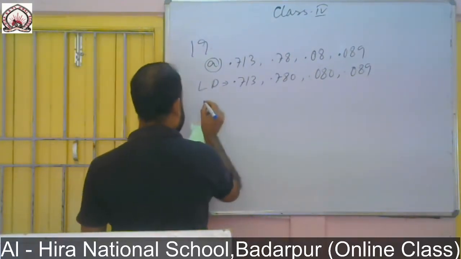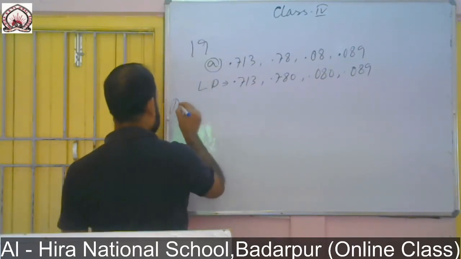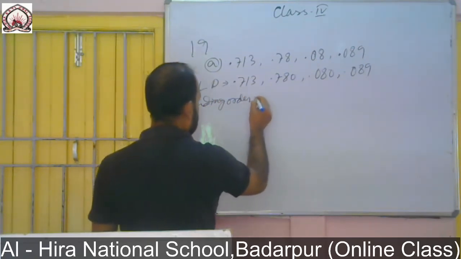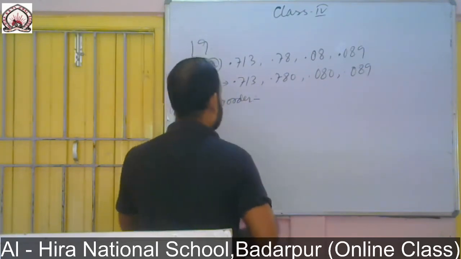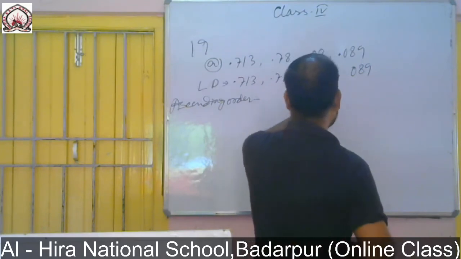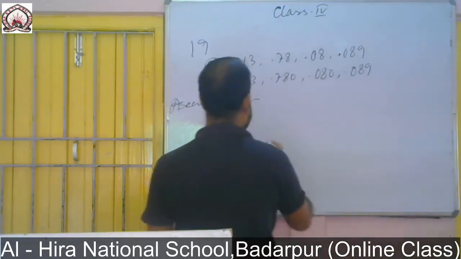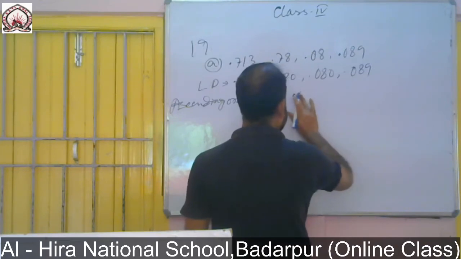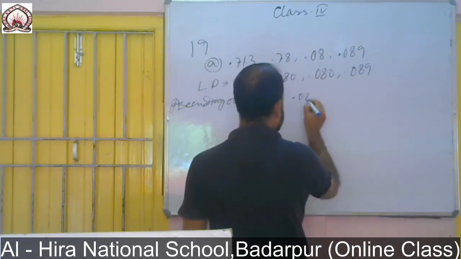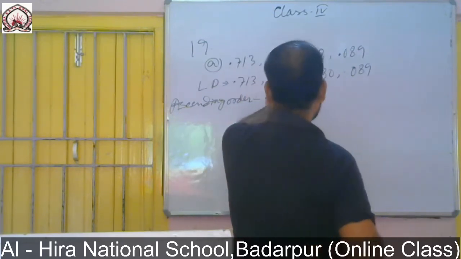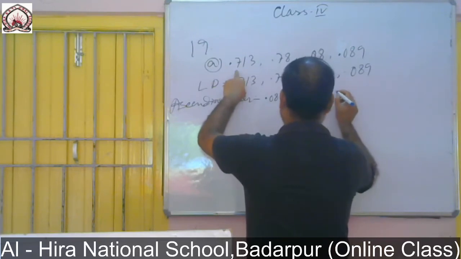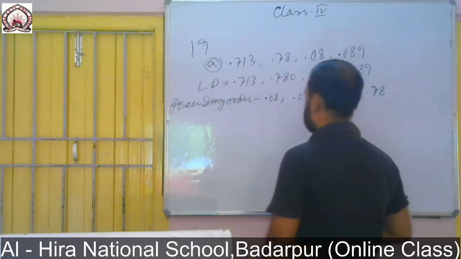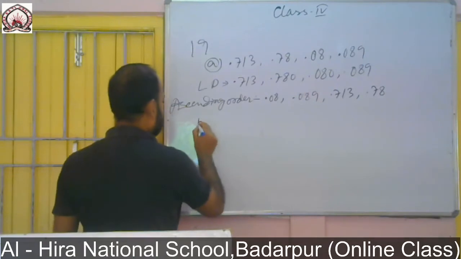Now we write in ascending order, which means smallest to largest. After the point: 730, 780, 800, 89. So we know 89 is smallest, so we write first 0.089, next 0.730, next 0.780, and then 0.800.